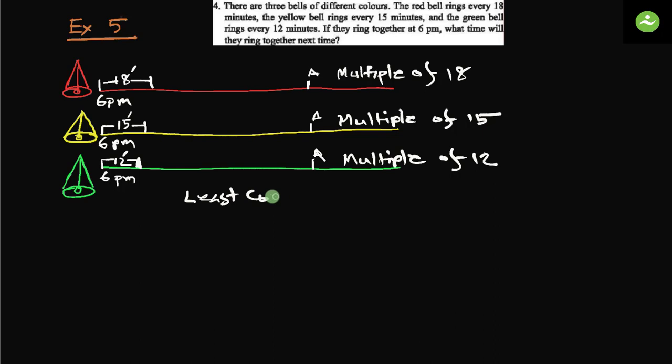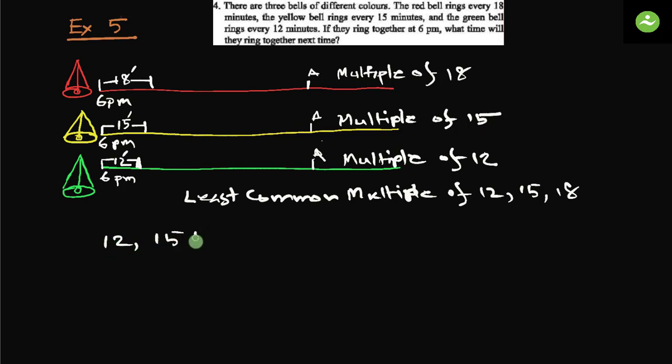Least common multiple of 12, 15, and 18. Now we have to find out the least common multiple, and that will be the answer. 12, 15, 18. We know how to find the least common multiple. We take a prime factor which divides at least 2 of these numbers.